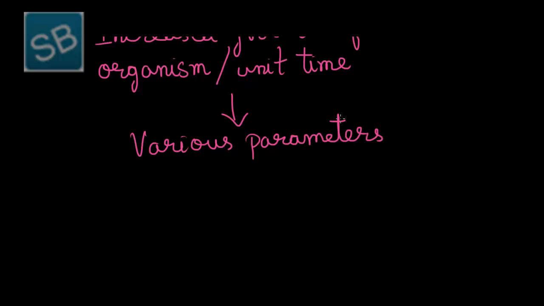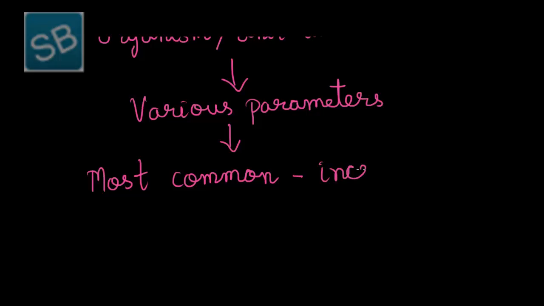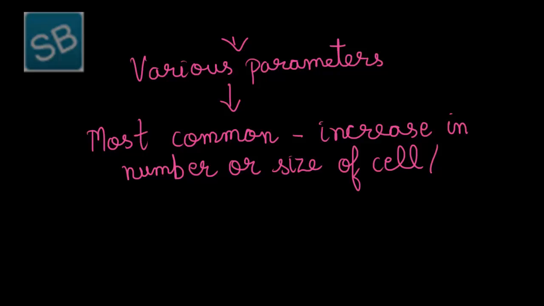However, in order to study the growth rate, the most common one out of all is the increase in the number or size of the cell per unit time. That is, this is the most common parameter or factor which helps in calculating the growth rate.